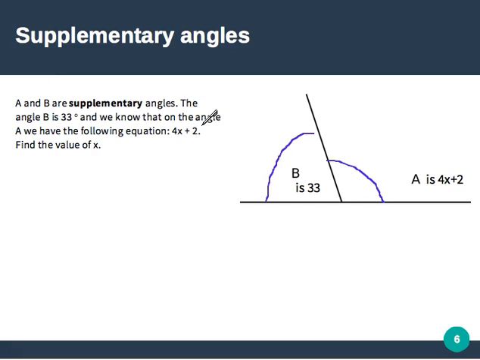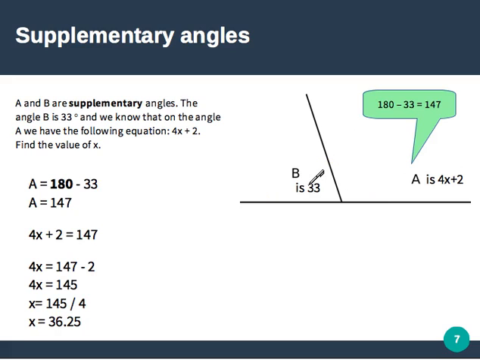A and B are supplementary angles, so that means that A is an angle that when you add it with B, it's going to be 180 degrees. This plus this is 180 degrees. So what do you do to get the angle A? B is going to be 33 degrees. So this angle is 33 degrees. This other angle is going to be 180 minus 33, and that's going to be 147. So A, 147, is the same as this.